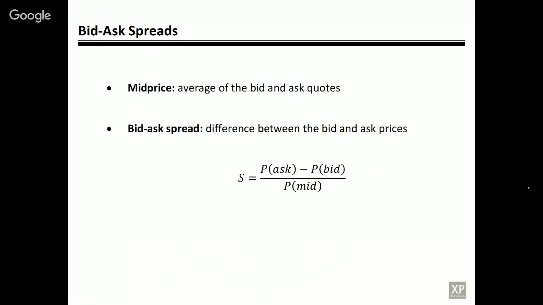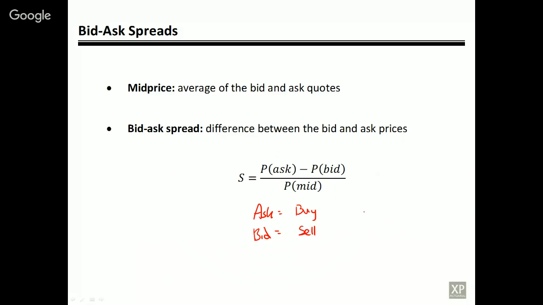Another component of liquidity risk that's important are bid-ask spreads. The mid price is the average of the bid and ask quote. The bid-ask spread is the difference between the bid and ask prices. And our spread is equal to P-ask, or our ask price, minus our bid price, divided by our mid price. Now, an easy way to remember this is that the ask is the price that we buy at, and the bid is the price that we sell at.